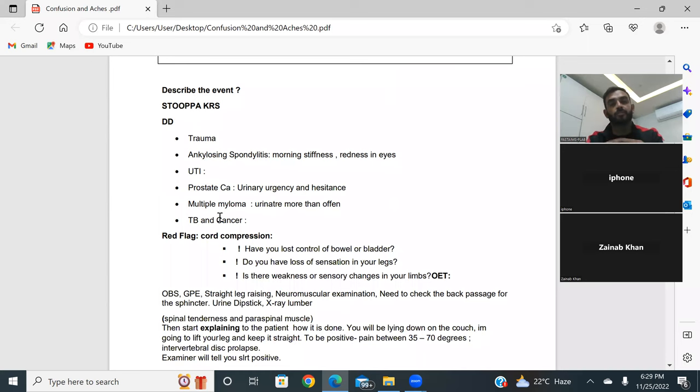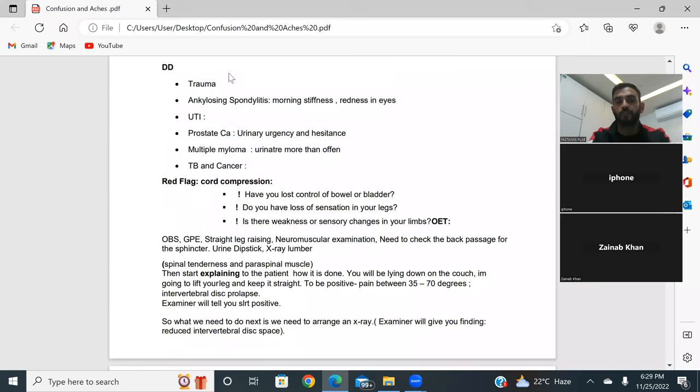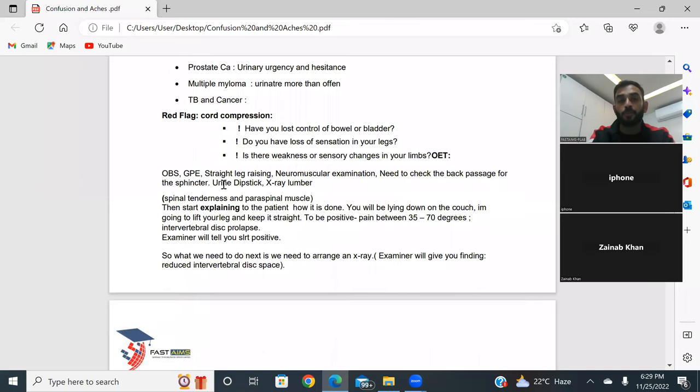Done. I'm not going to repeat anything regarding that, but we have already talked about the red flags. In the OET, observation, straight leg raising, neuromuscular examination, need to check your back passage, again very important, and urine dipstick and lumbar X-ray, you will be doing all that. And after this, he will say spinal tenderness and paraspinal muscle spasm will be there.